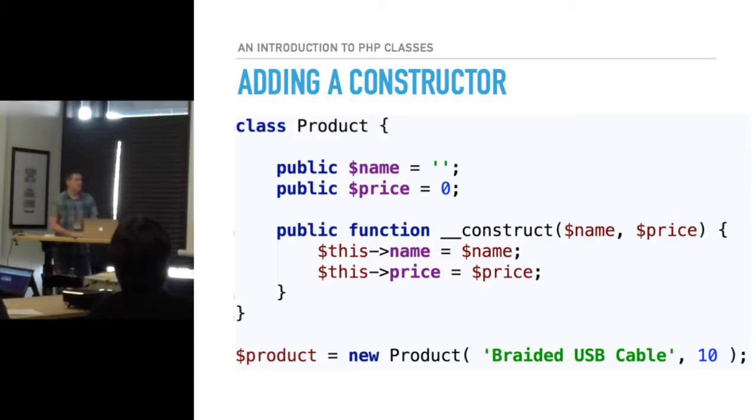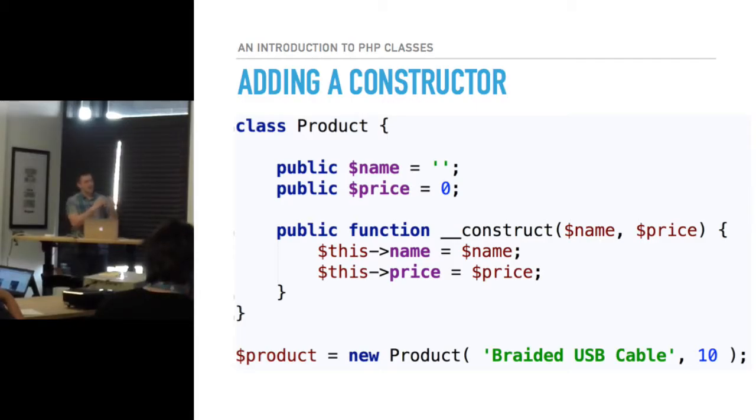Yeah, so it's essentially the same syntax as when you have an object: the dash and then the greater than symbol together. It allows you to access the properties, which are these things up here, off of that particular object. And in this case, because we're actually inside of the class that is creating the object, we use dollar sign this, which represents the thing itself, if that makes sense.